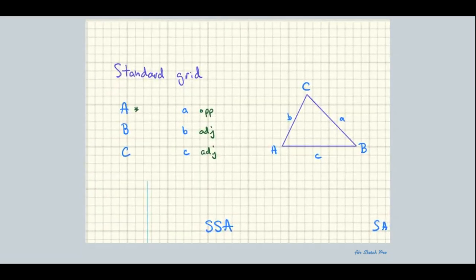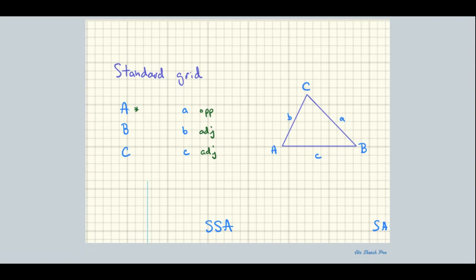And when I use the standard grid, the side and angle that are opposing each other show up with the same letter. Capital A is for vertex A, for angle A. Little lowercase a is the side that's opposite angle A. The side that's opposite angle B is little b. The side that's opposite angle C is little c. And again, these aren't right triangles now.